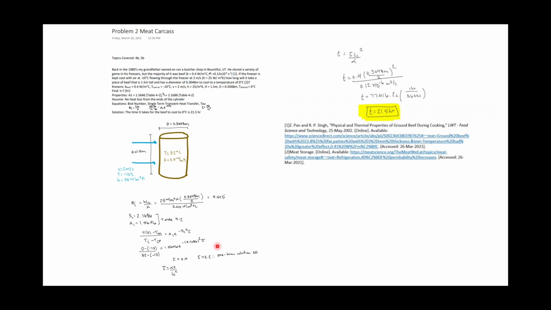Using the equation for single-term transient heat transfer, we were able to determine tau to be 0.4. Now, because tau is greater than 0.2, we know that a one-term solution is okay. Using the equation for tau, we can then calculate the time. The time it takes for this beef carcass to make it to 0 degrees Celsius with air flowing at -10 degrees Celsius at 2 meters per second is 21.5 hours.